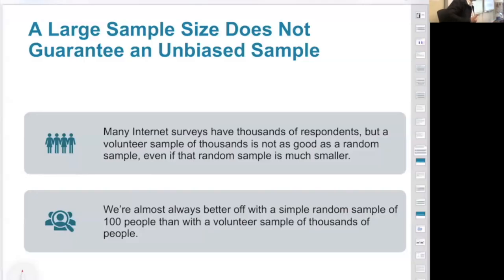Sometimes you receive an email asking you about something, you refuse to answer, right? So when you agree to answer, that means you become a volunteer in this research. Okay. So to solve this problem, it's better to have a simple random sample of 100 people than thousands of people from the internet in this case.